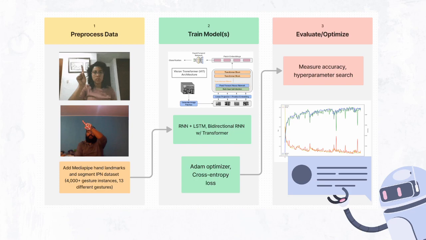Here's a diagram of our pipeline. First, we pre-process the data. We add MediaPipe hand landmarks on the gesture videos and segment them into individual gestures. Next, we train our models, and we're using an LSTM model and a more complex transformer-based model. And finally, we plot graphs to evaluate the performance of the model and perform a hyperparameter search for optimization.